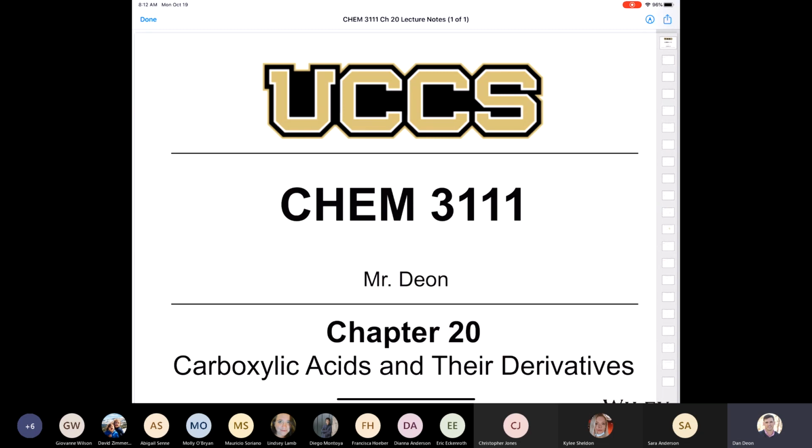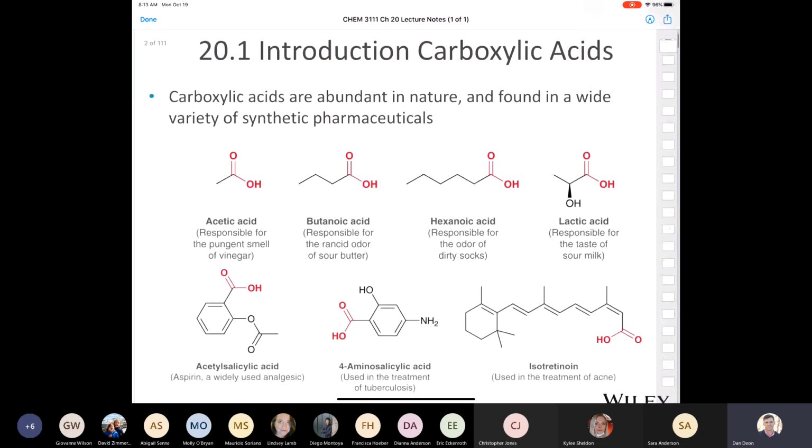All right, well, let's get started in talking about carboxylic acids and their derivatives. Good. So let's start by way of an introduction in just talking about the functional group itself and where you might find it. It says here that carboxylic acids are abundant in nature and are found in a variety of synthetic compounds produced by the pharmaceutical industry.